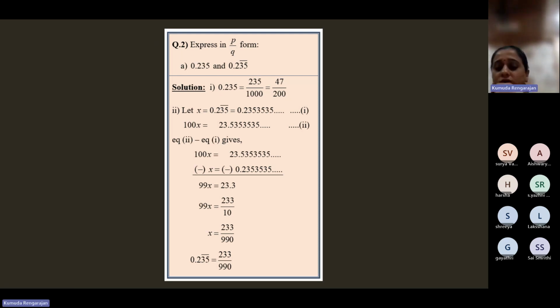Now, how far have you written your classwork, children? Only the introduction part, right? Yes, ma'am. The pictures that you sent to us.